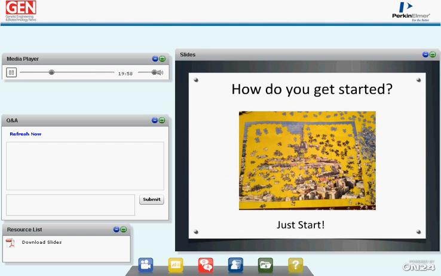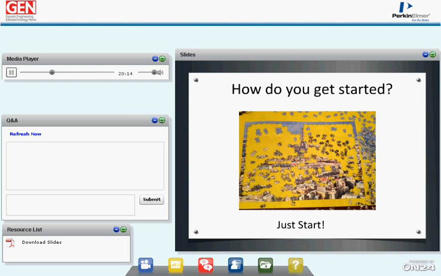So how do you get started? Putting all of these pieces together is just like a big puzzle. You know what it's supposed to look like in the end, right? You've got the cover of the box, and you've got all these pieces. And getting started is challenging until you just start putting the pieces together.